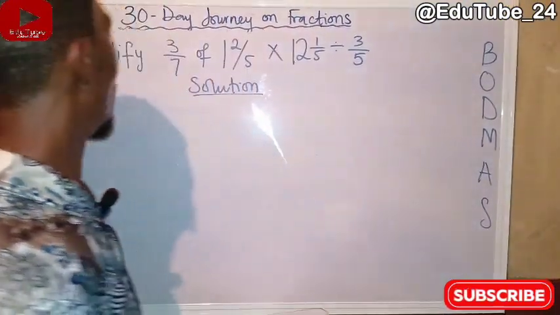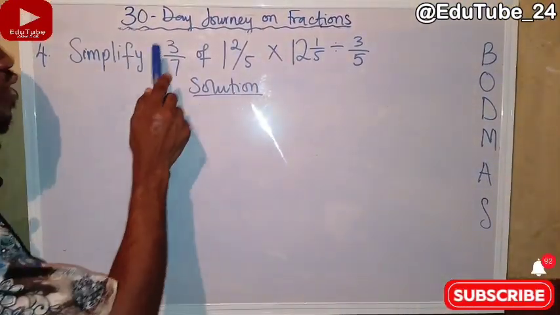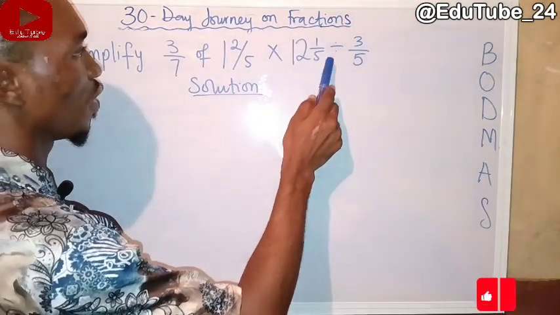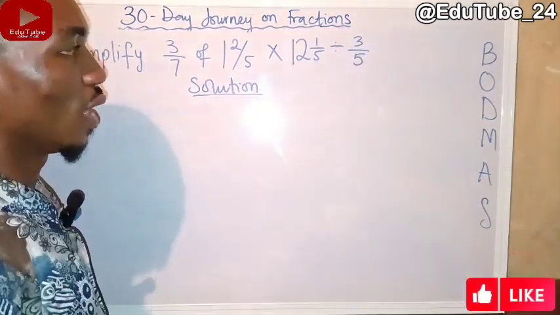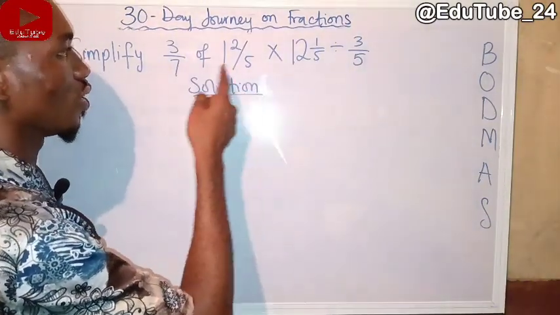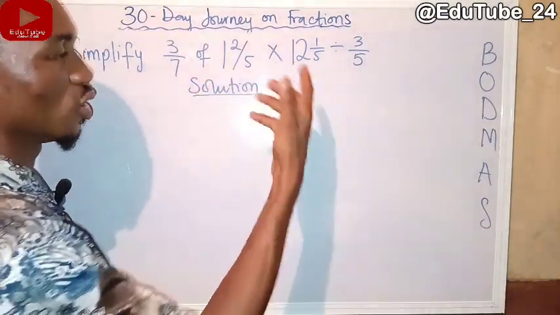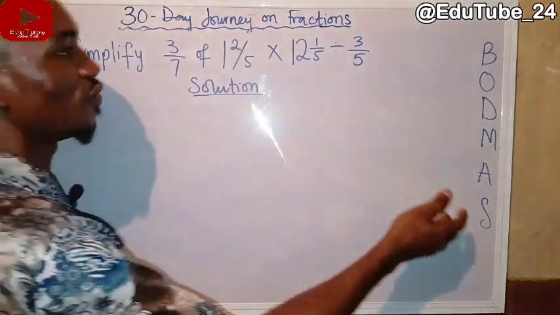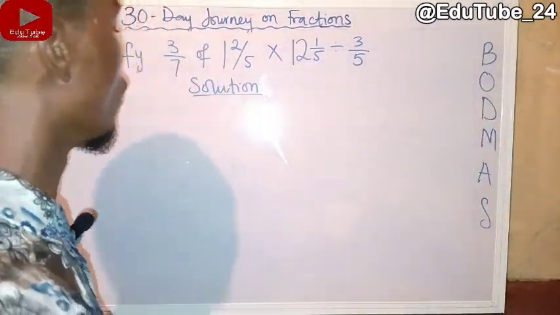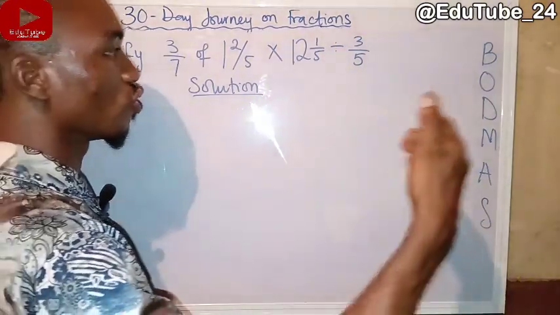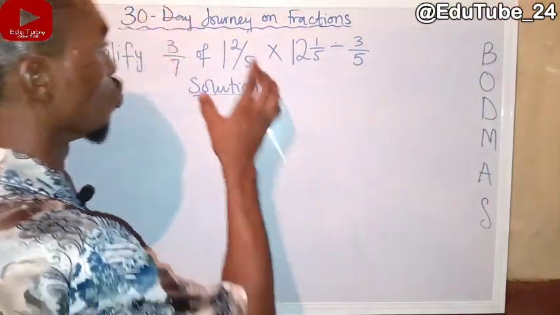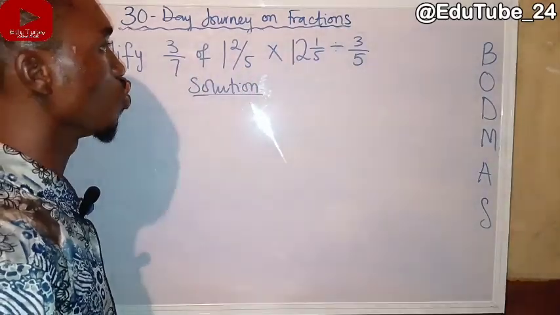Okay, so in this question, it says simplify 3/7 of 1 whole number 2/5 times 12 whole number 1/5 divided by 3/5. Like I said earlier, when you have multiple elements of fractions or numbers and then you have multiple operators in the question, what do you do? You refer to the BODMAS rule, which helps you to solve questions on order of operation and how to know which to start with and then which to end with. That's the essence of BODMAS, to know which to start with and then which to end with.